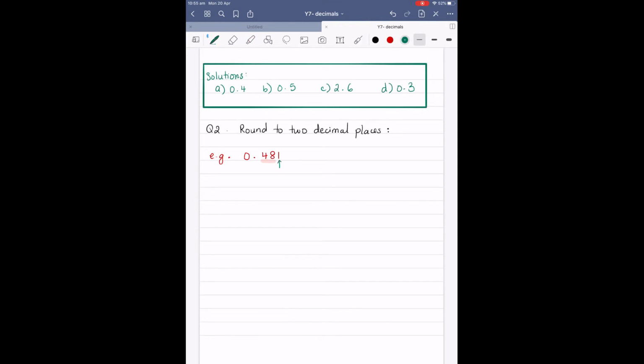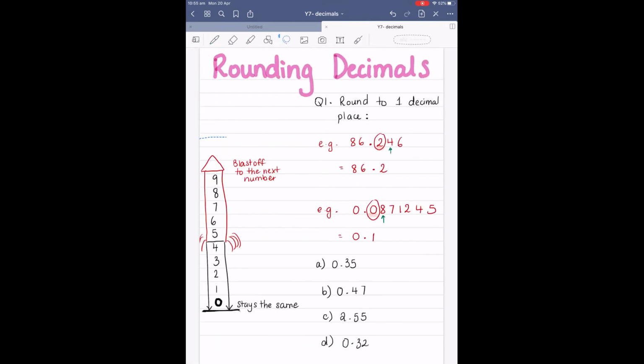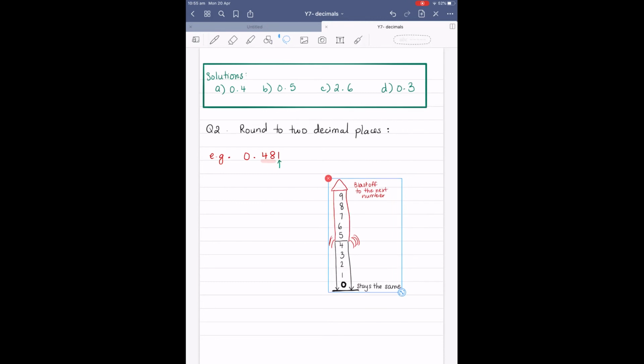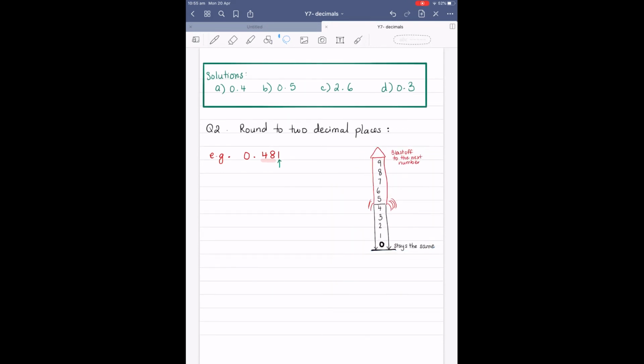But looking at our next number, it's a number 1. Going back to my rocket ship, I'm just going to highlight this rocket ship and paste it over here so we have a little picture. Looking at my rocket ship, the number 1 is in the black section of the rocket. That means it doesn't have enough power to blast off. That means my 48 remains the same. So 0.48.